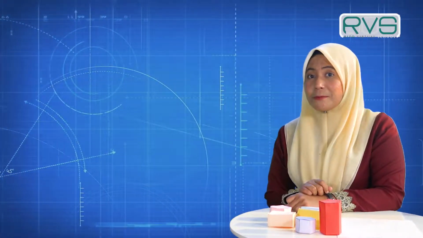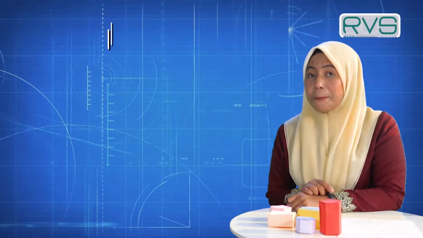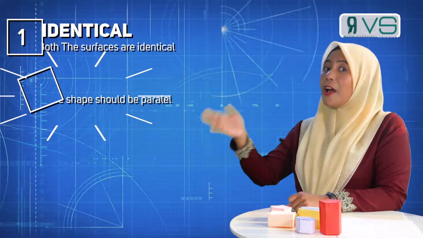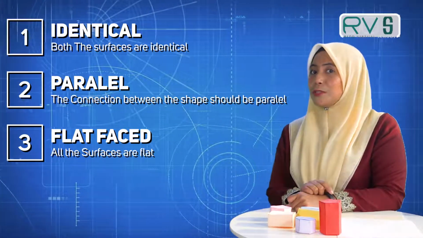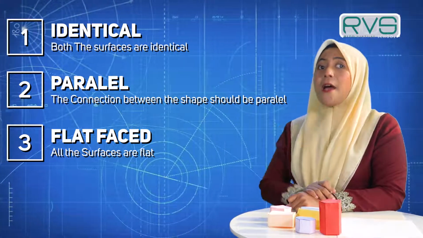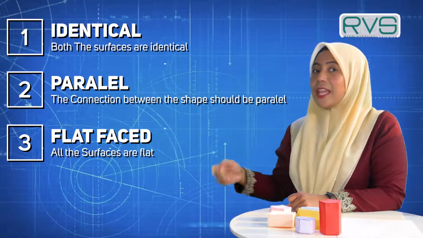Okay. A prism is actually a 3D shape. But what is the difference between a 3D shape and a prism? Okay, you must know the prism must have 3 keywords. A prism is also a 3D shape, but it must have identical, parallel, and flat faces. So remember, the 3 keywords are identical, parallel, and flat face.